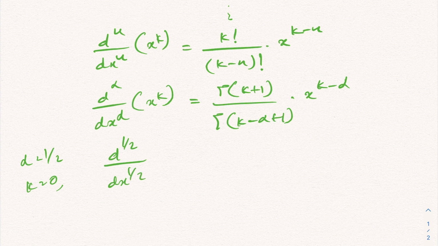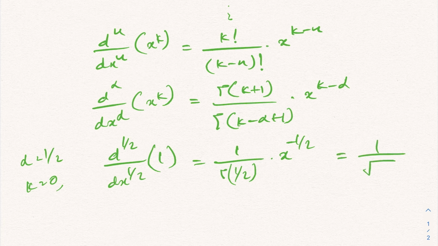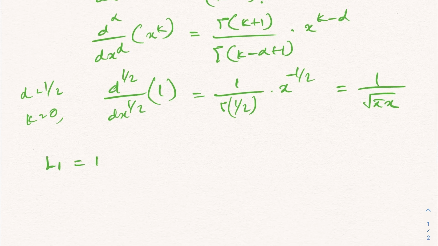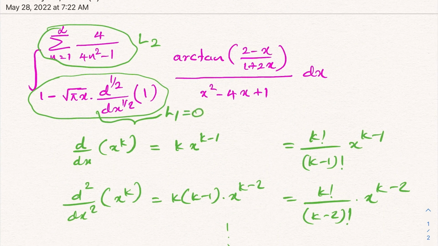Now when alpha is equal 1/2 and k is equal 0, we have d 1/2 over dx to the 1/2 of x to the 0 power, we have 1, is equal to gamma of 1, we know, over gamma of 1 minus 1/2. So gamma of 1/2 x to the minus 1/2. Gamma of 1/2 we know is square root of pi. So we have 1 over square root of pi x. So we know L1 is equal to 1 minus square root of pi x times 1 over square root of pi x. Square root of pi x get cancelled, and 1 minus 1 we know 0. So we have L1 is equal to 0.